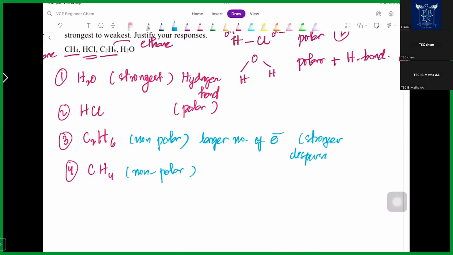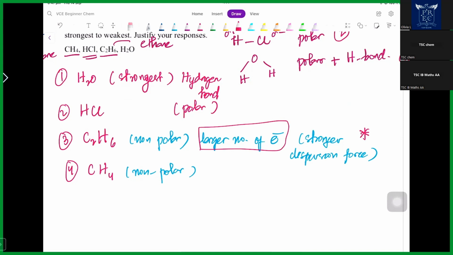So when it comes to both non-polar, you need to consider this part. Which one has more number of electrons in terms of molecule? So obviously when you have 2C, 2C has more electrons than 1C.